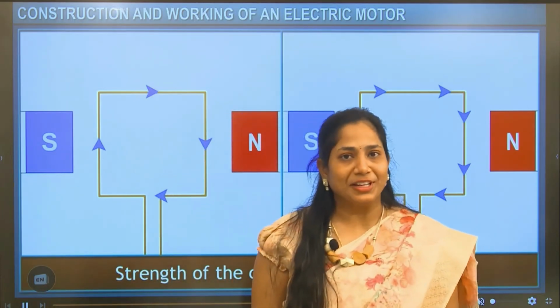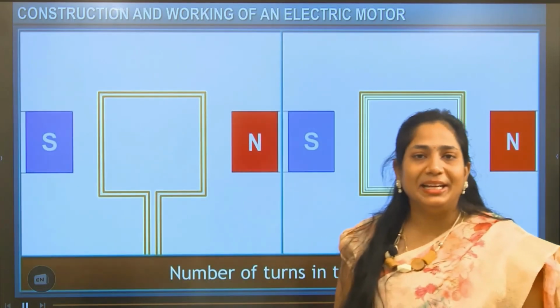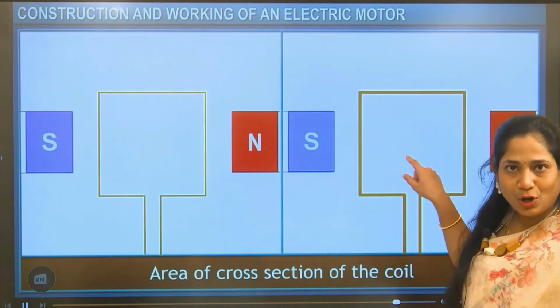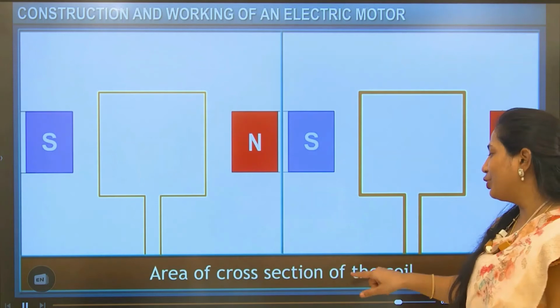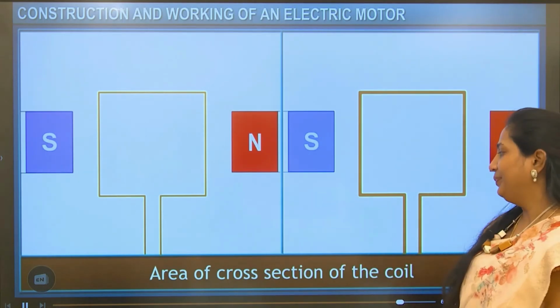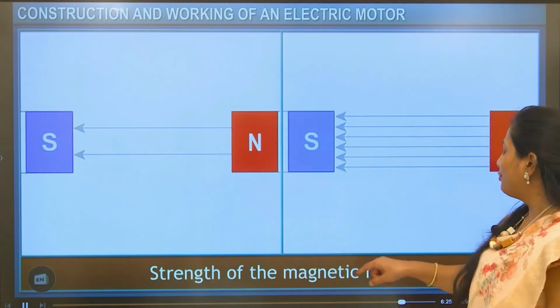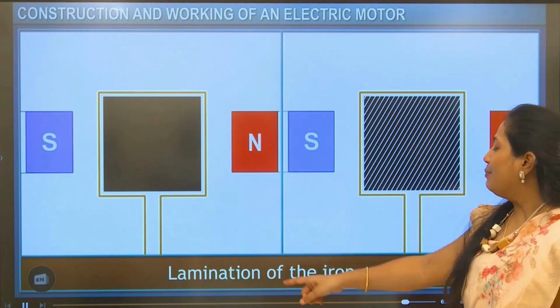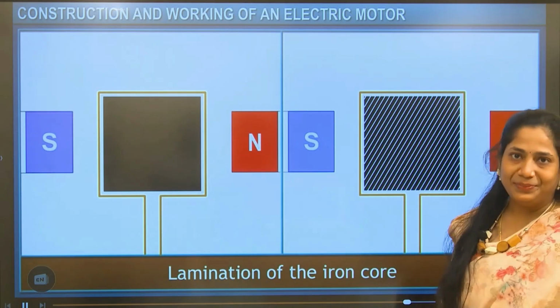The strength of the current through the coil mainly depends on 4 things. Those are the number of turns in the coil, the area of the cross section of the coil, the strength of the magnetic field, the attraction or the repulsion, and the lamination of the iron core.